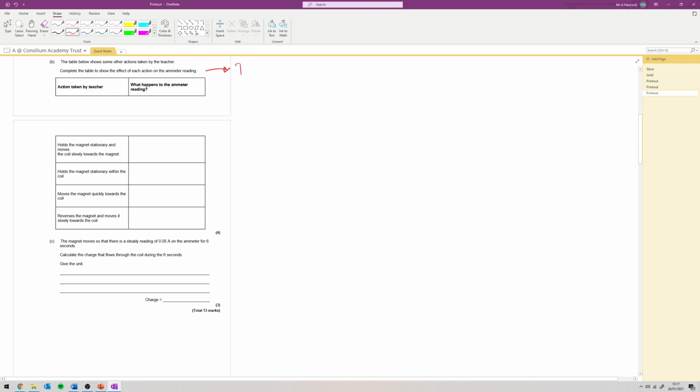So the teacher moves the magnet slowly towards the coil. That's important because it's referencing the question before. Well, let's see. If he holds the magnet stationary and moves the coil slowly towards the magnet, is that not just exactly the same thing?